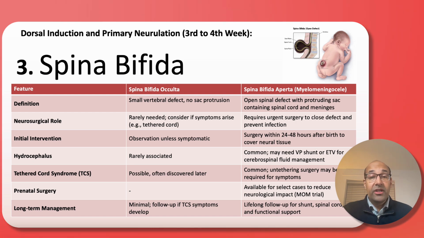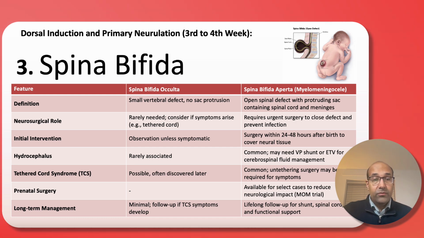And that can require urgent surgery to close the defect to prevent infection, especially when the meningocele ruptures. But in the last few years, we've been adapting to do prenatal surgery, which is operating on and closing the myelomeningocele while in the prenatal stage, based on a trial called the MOMS trial. Also, we need to know that type 2, which is spina bifida aperta myelomeningocele, is usually associated with hydrocephalus, and that may need a VP shunt.